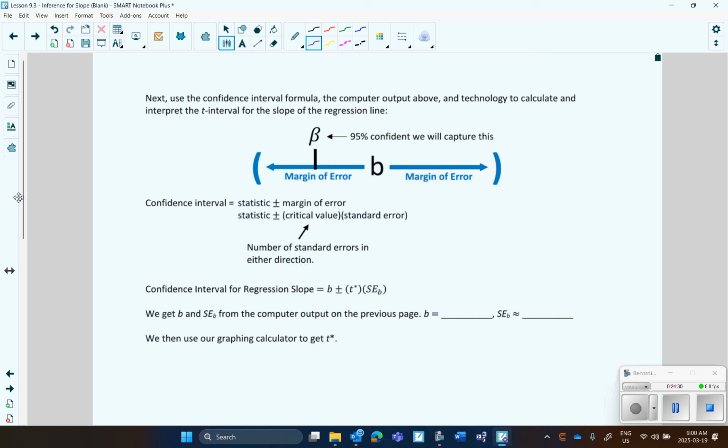And how did we do that? Well, you're given this on your formula sheet. To calculate a confidence interval, we use the sample statistic plus or minus the margin of error. How do we calculate the margin of error? Well, we calculate it using the standard error, which is going to be given to us in the computer output, and the critical value, how many standard errors away. That we're going to have to use our graphing calculator for.